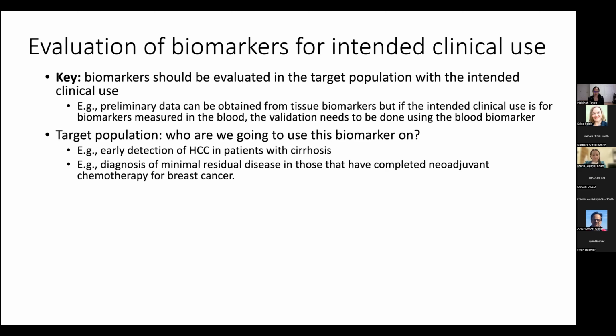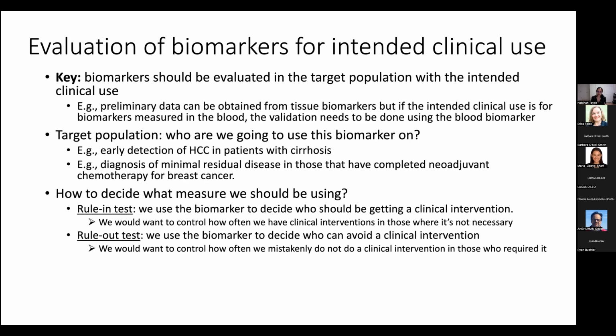So just a couple examples to ground this. I do research in early detection of HCC. Our target population are patients with cirrhosis. Those are patients at high risk of HCC. They are recommended to undergo surveillance. So we want to do early detection in that population. Another example is diagnosis of minimal residual disease in those who have completed their neoadjuvant chemotherapy. So the target population is patients who have completed their neoadjuvant chemotherapy, and we want to look for minimal residual disease in that population. So do we have a biomarker for minimal residual disease?